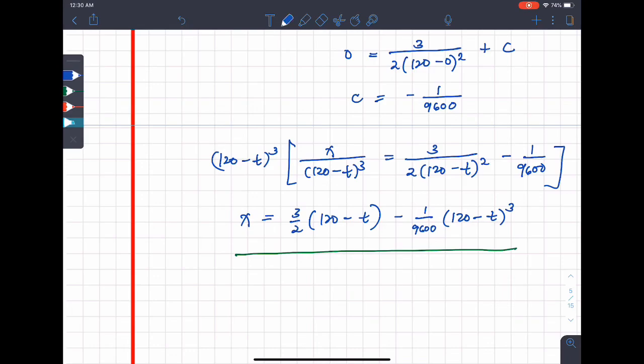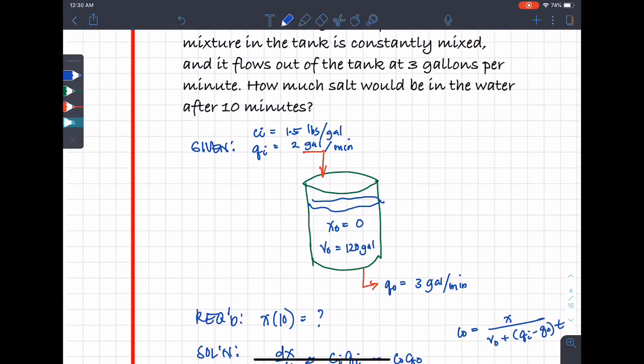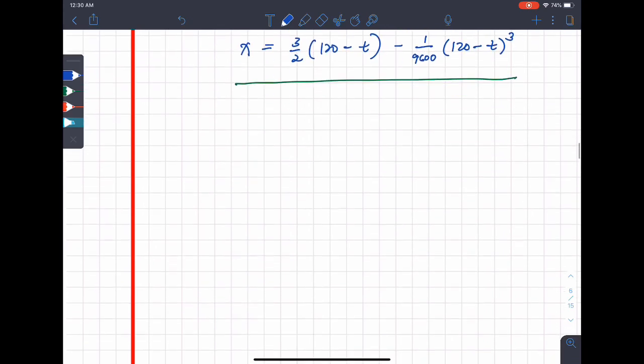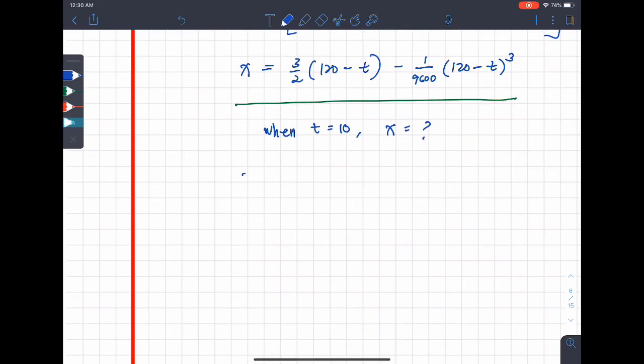But our task is to determine what would be the amount of the substance after 10 minutes. So when t is equal to 10, what would be our x? We're just going to substitute it. So 3 over 2 multiplied by 120 minus 10, minus 1 over 96, and 120 minus 10 raised to 3.